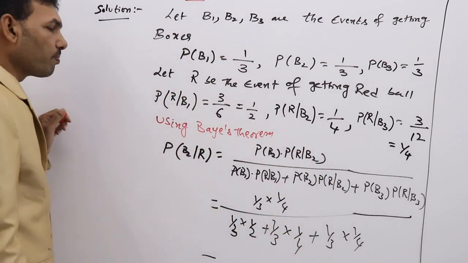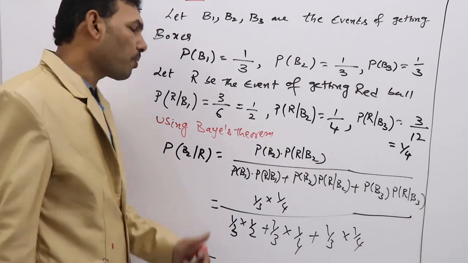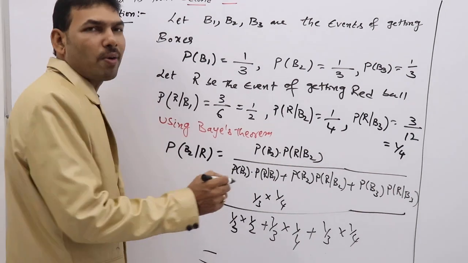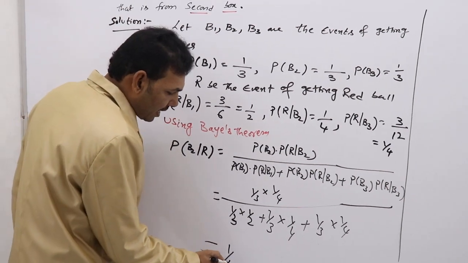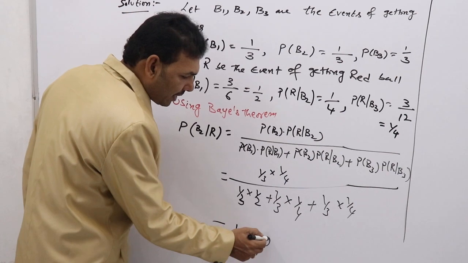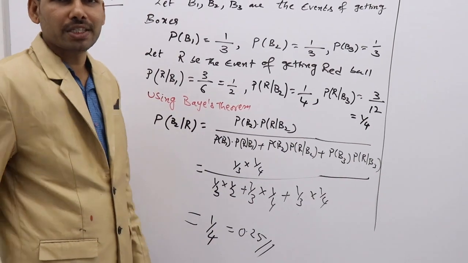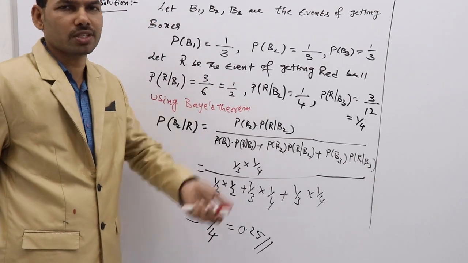Now if we simplify all this, this is a probability, so the answer should lie between 0 and 1. That means 0 point something. You will get the answer 1 by 4 using a calculator. 0.25 is the probability. 25% chance of getting the red ball from the second box.